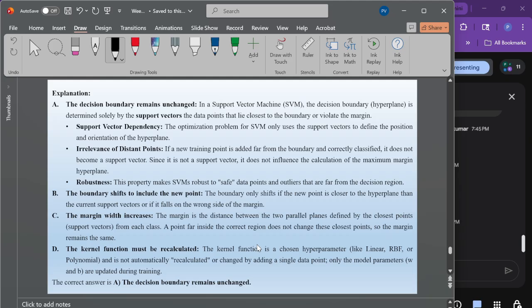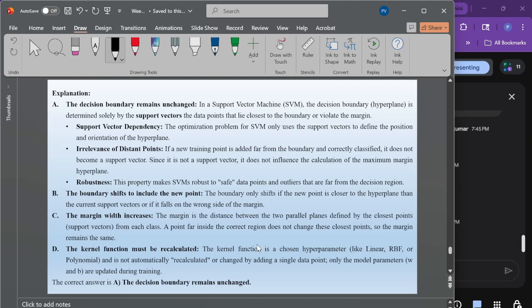Okay. So, the margin width increases. The margin is the distance between the two parallel planes defined by the closest points, that is the support vectors from each class. A point far inside the correct region does not change these closest points. So the margin remains the same.